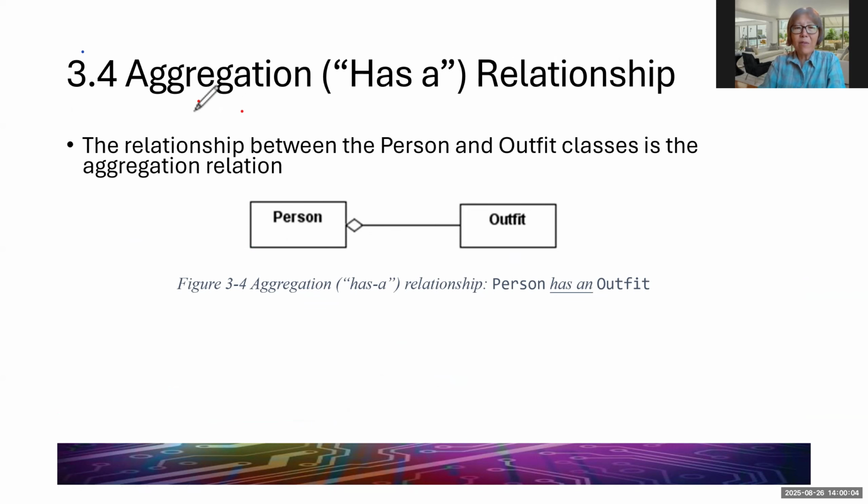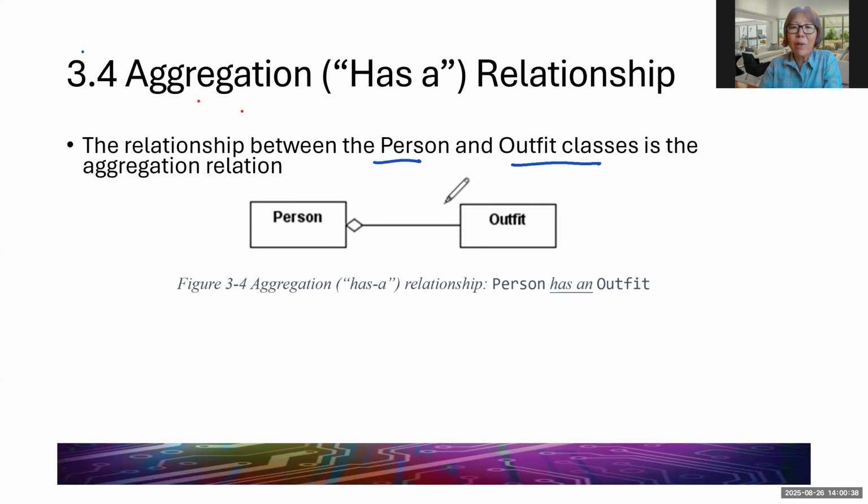Okay, so the next is a discussion about the relationship between classes. In our second example regarding classes, we have two classes. We have the outfit class, and we also have the person class. In the person class, we have an instance variable whose type is outfit.